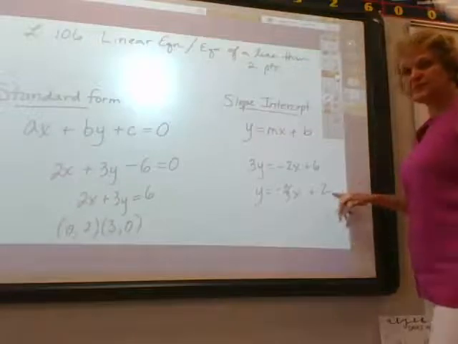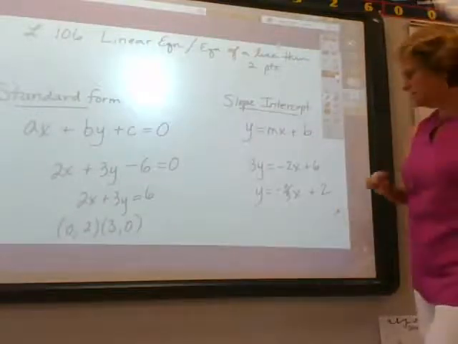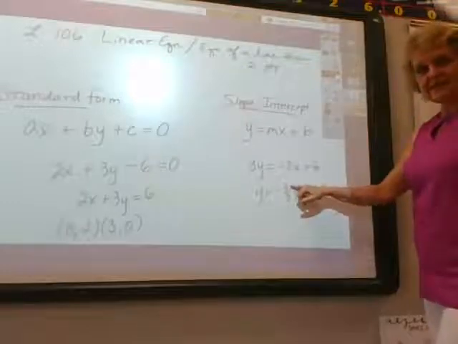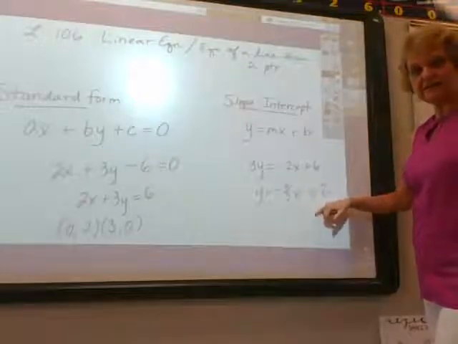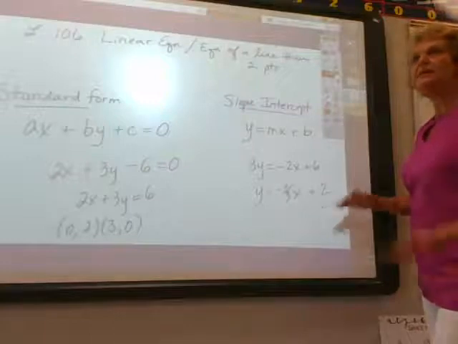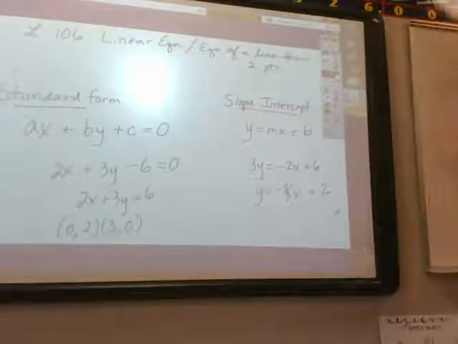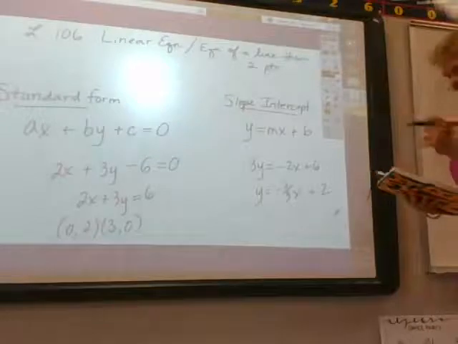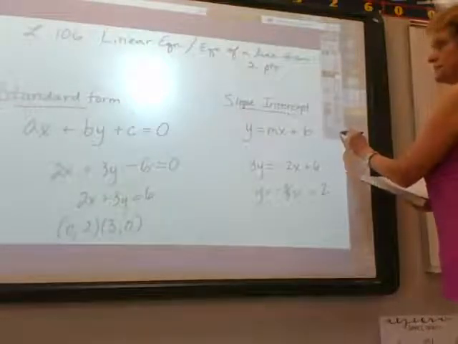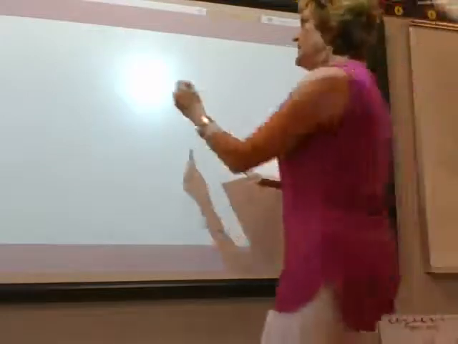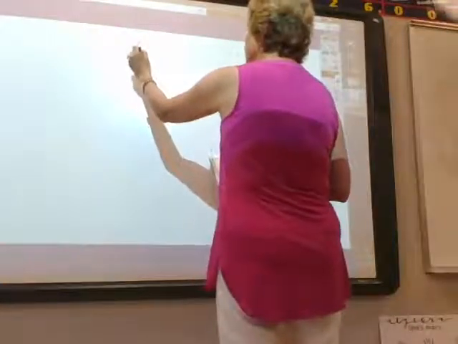And then, of course, I would plot, you're not done, 0, 2, and from that point, I would go down 2 and run to the right 3 and have my second point, connect the dots, and be done with that one. All right, so the next thing then that we want to do from page 446, we want to plot or find the equation of a line through 2 given points.